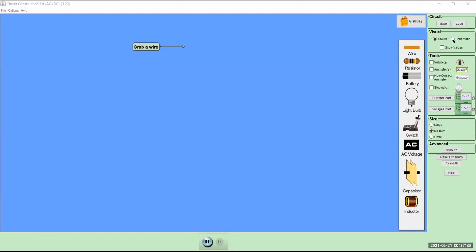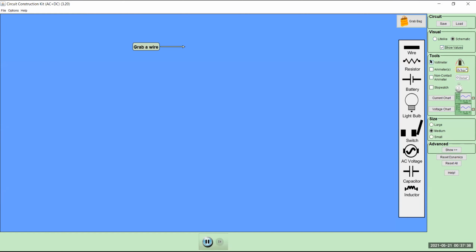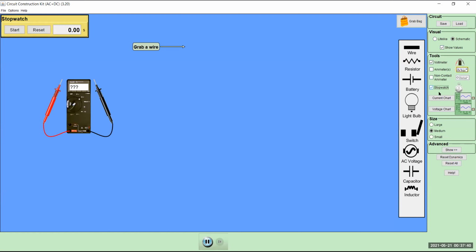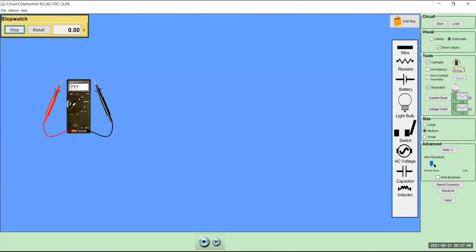So again, I need to go to schematic, show values, take the voltmeter, take the stopwatch, make sure this is stopped, and start the clock this time around so that we have that controlled. Show the values in here, make sure I have this one, and hide the electrons. We don't want any electrons. Take a battery, we need the battery. We need a switch, and we need an inductor, and we need the resistor, and we need the capacitor.